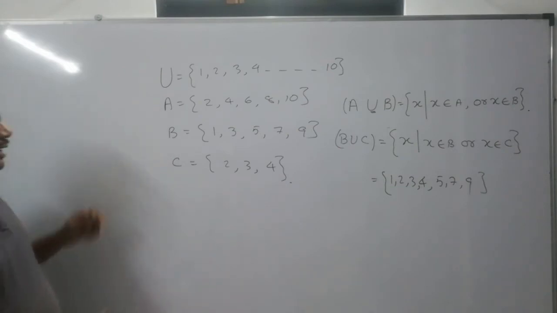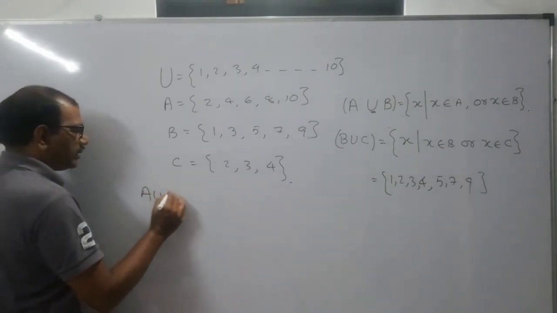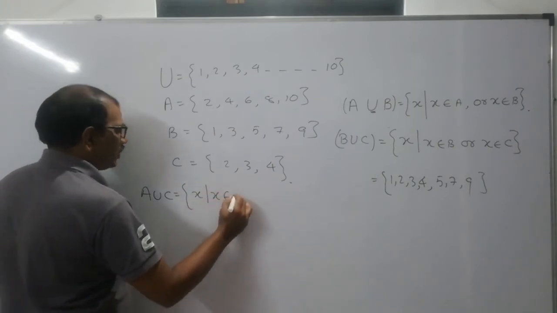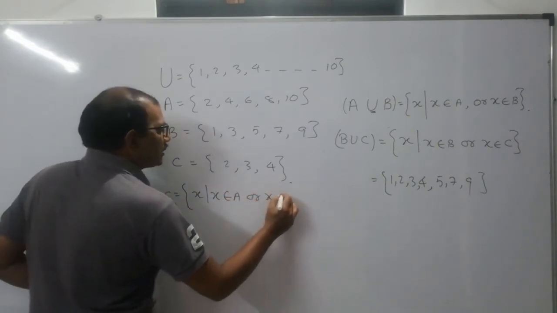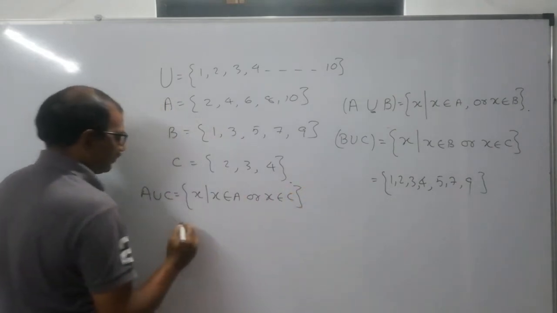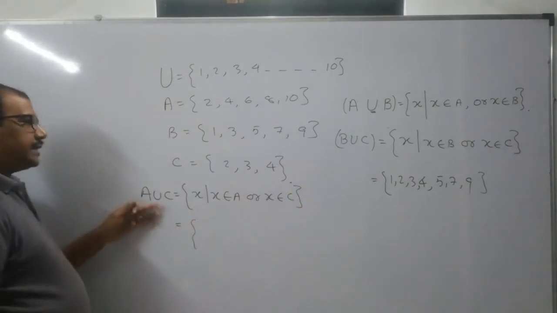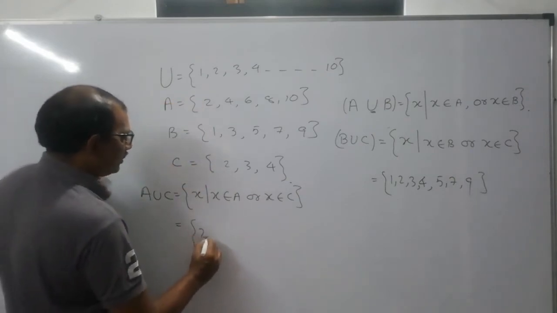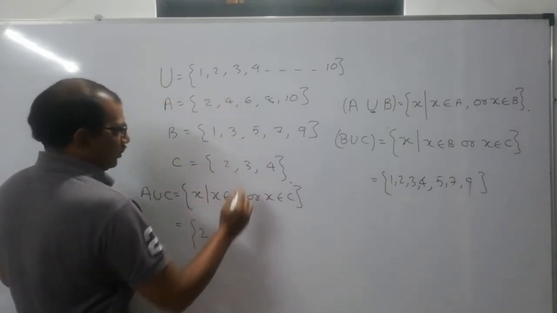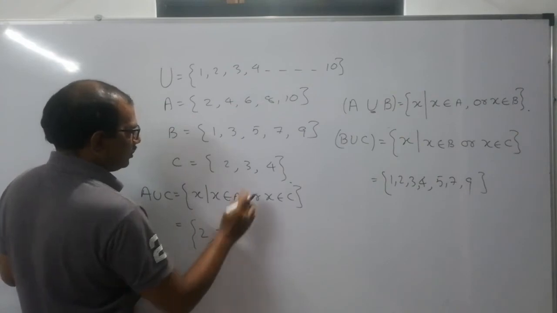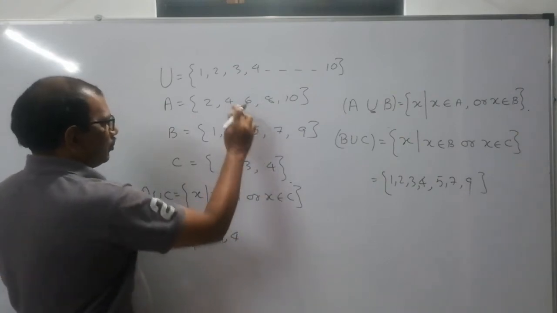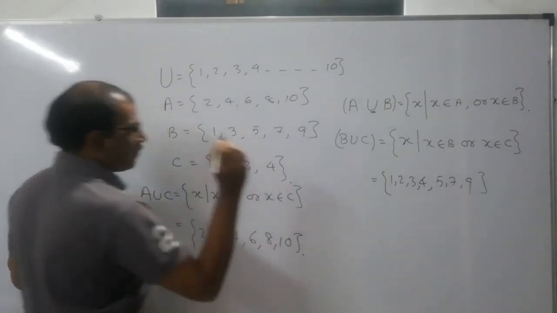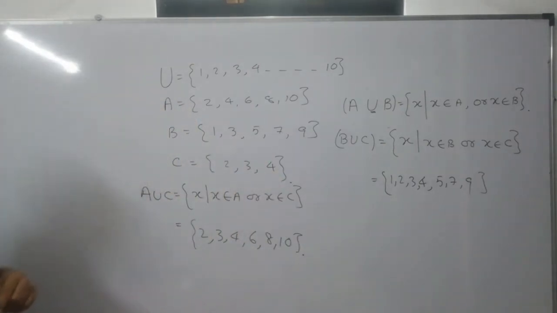Say A union C क्या रहेगा? A union C. It will be a set of all X such that X belongs to A or X belongs to C. So all the elements of A and C, A और C के सभी elements. So 2 already है common. Then we got 3, 4, then 6, 8, 10. Right? समझ में आया?